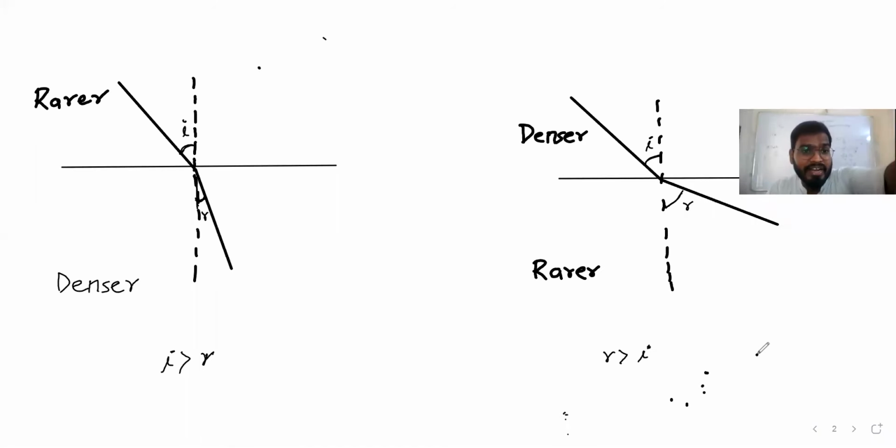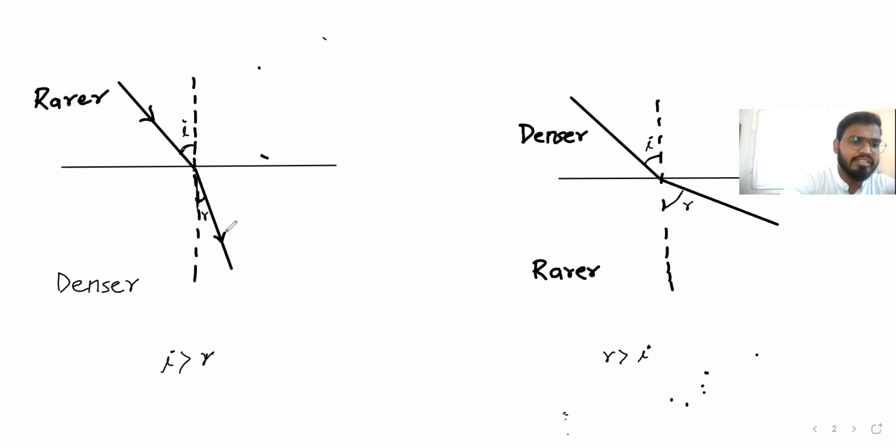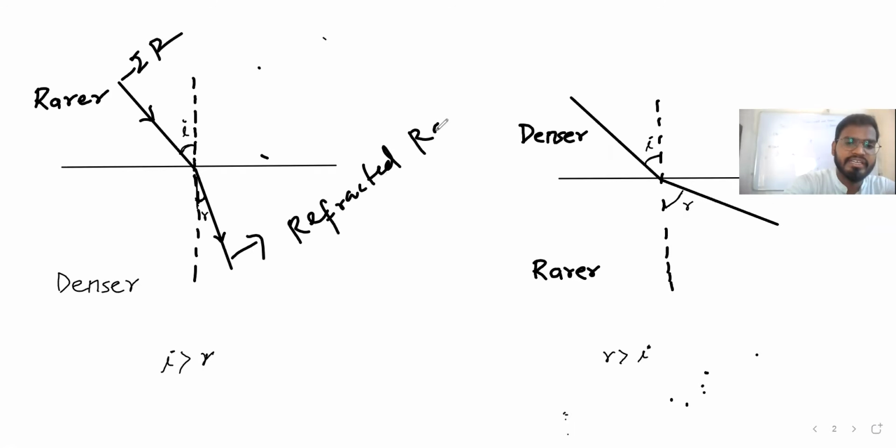Suppose a ray of light travels from rarer to denser. Rarer means less dense. So a ray of light travels like this. This we can say is the incident ray, and this is the refracted ray. Remember, refracted ray, not reflected, refracted ray. And this is the normal.